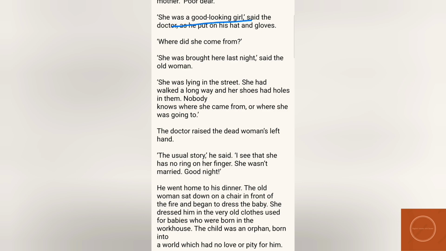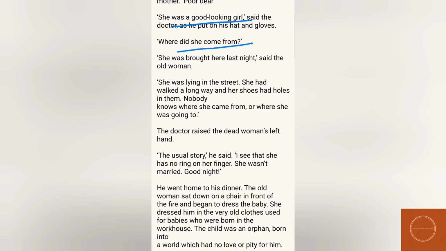When someone is picking up their things, putting on their hat and gloves, it means the doctor is now about to leave the scene. Now he's saying that the young woman who was the mother of Oliver Twist was a good looking girl. Now the doctor asked where did she come from?